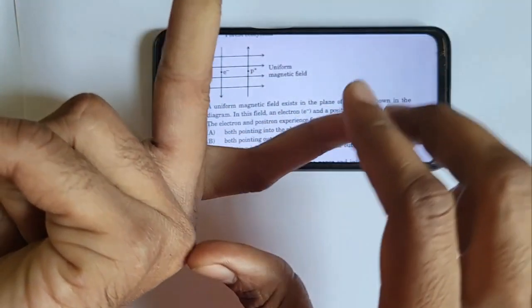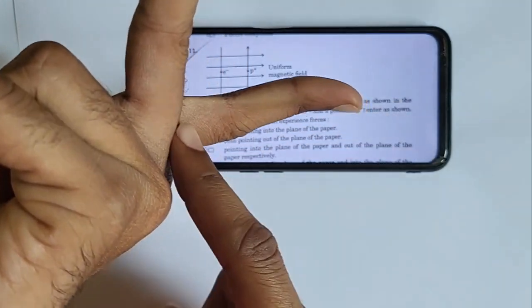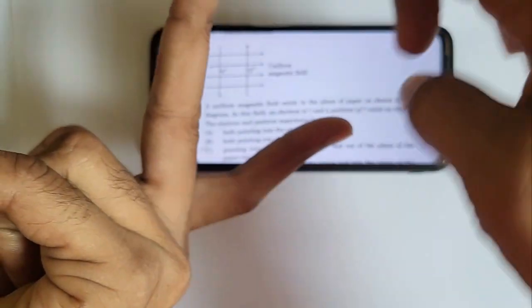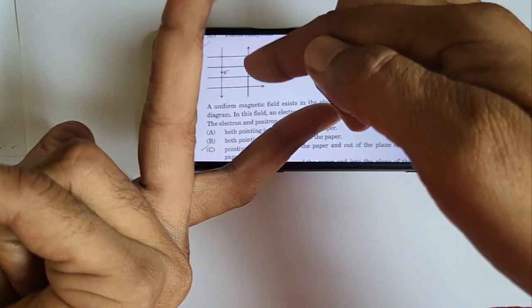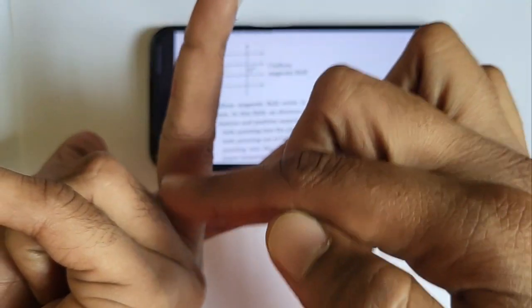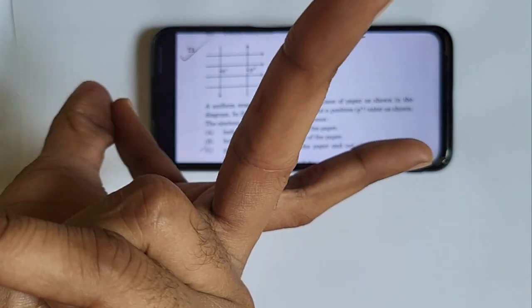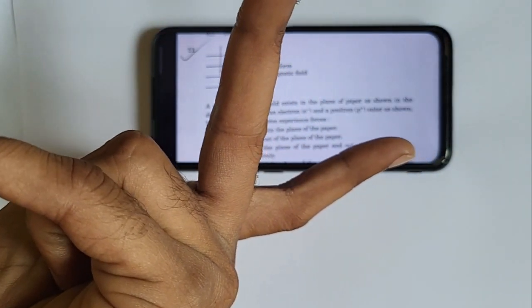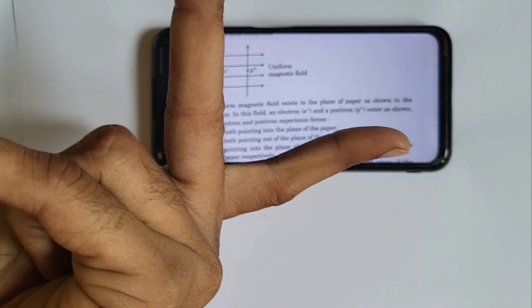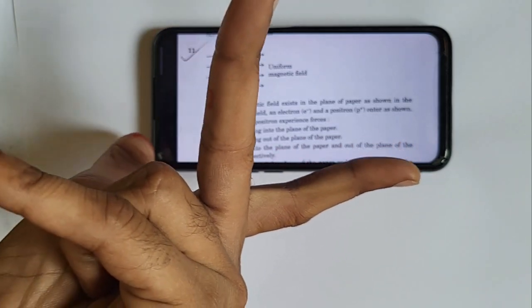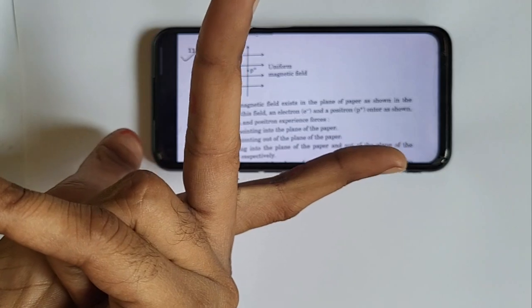You all can do this experiment. See, the magnetic field is to the left, correct, and the electron coming down means the current is going up. Current is going up. So where is the thumb now? The thumb is on the downside. See, the thumb is here. So the force is acting on the electron towards the page.